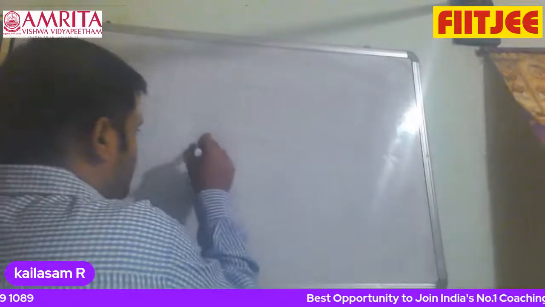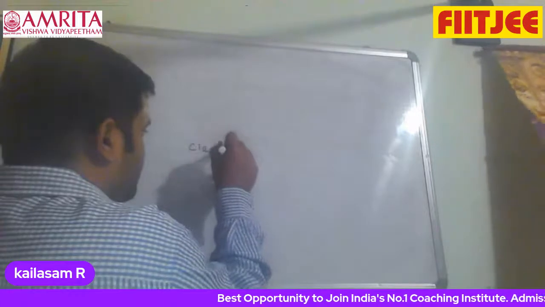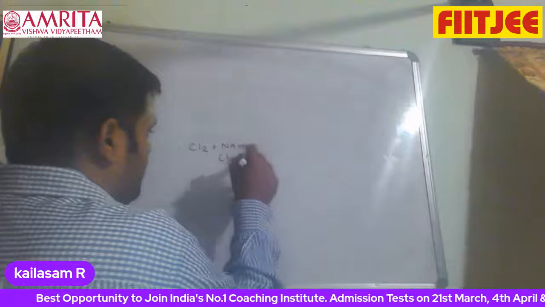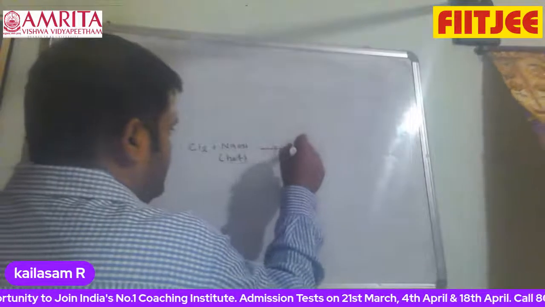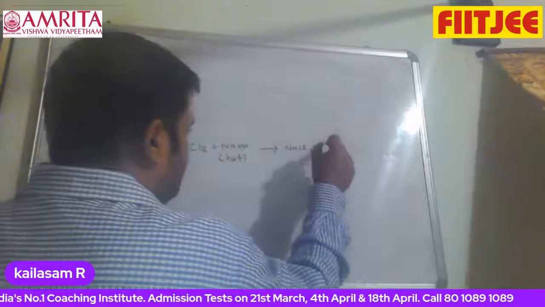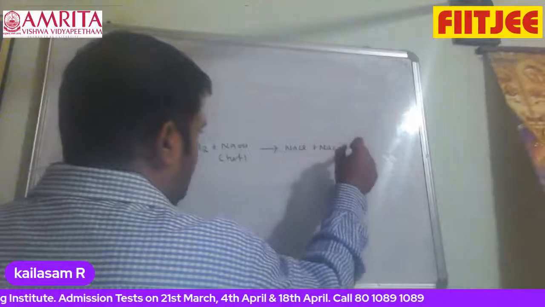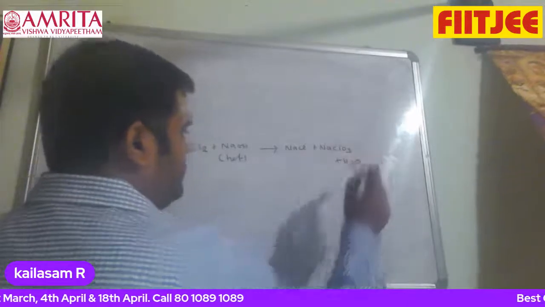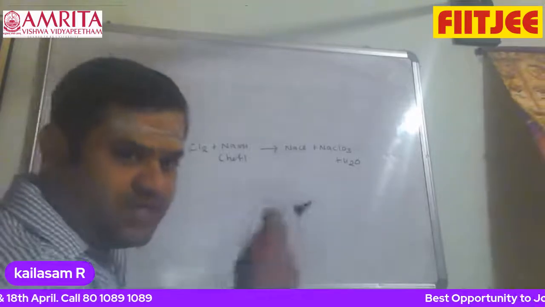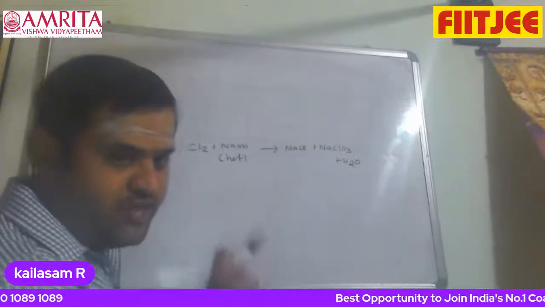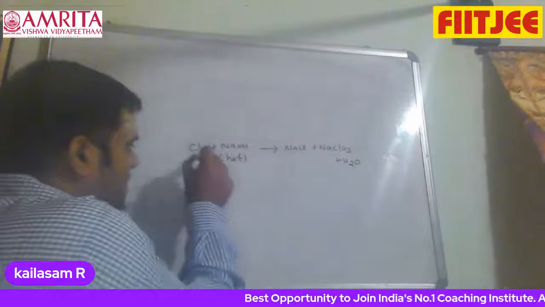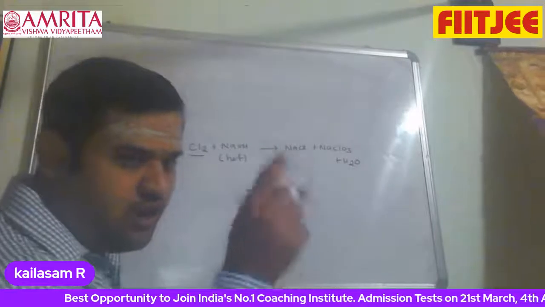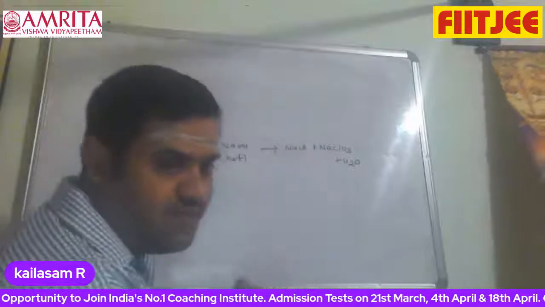We know that Cl2 plus sodium hydroxide, the medium is hot, obviously we get NaCl plus NaClO3 plus H2O. Now this is an example of a disproportionation reaction. What is the meaning? The same element has undergone oxidation as well as reduction. How are we telling that Cl2 undergoes oxidation as well as reduction? What is the logic behind this?